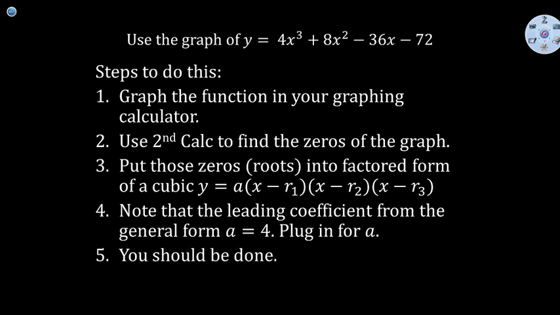The steps to do this are, number 1, you're going to graph the function in your graphing calculator. Step 2 is use second calc to find the zeros of the graph and write those down. Then put those zeros, or roots, into the factored form of a cubic. Note that the leading coefficient from the general form is a equals 4, so that's going to go right into the factored form, and you should be done. This is the final question on the quiz.